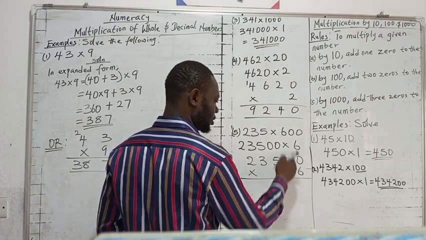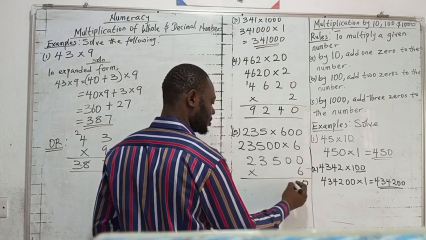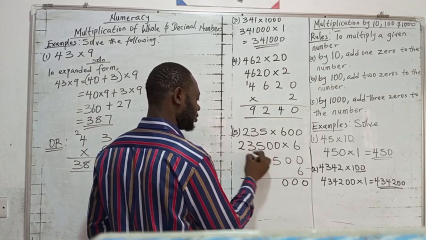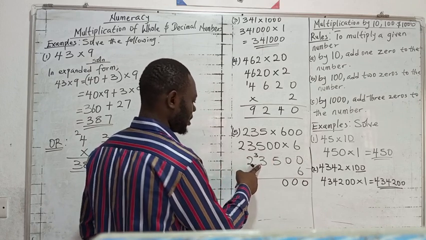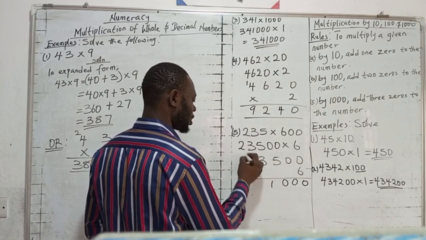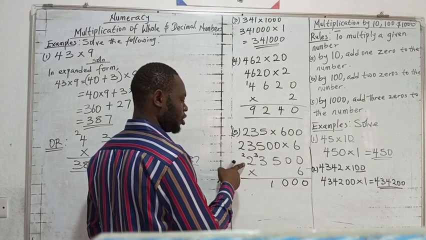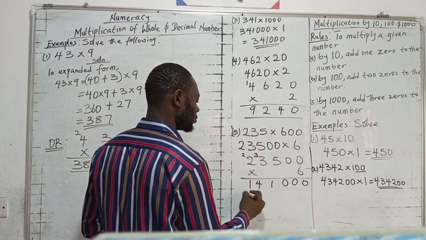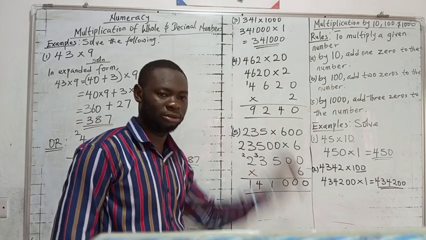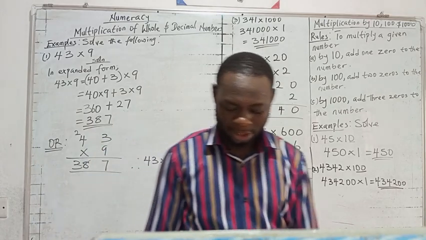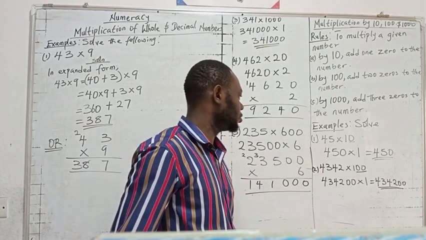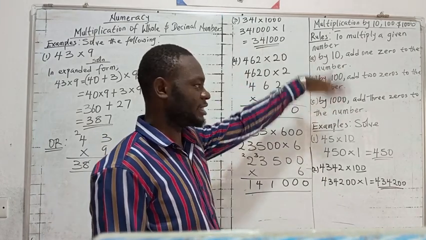Now let's go. 6 times 0, 0. 6 times 0, 0. 6 times 5, 30. 0 carry 3. 6 times 3, 18. 18 plus 3, 21. 1 carry 2. 6 times 2, 12 plus 2, 14. So 235 times 600 gives us 141,000. Alright? So that's some basic rules for multiplying numbers that end in zeros.